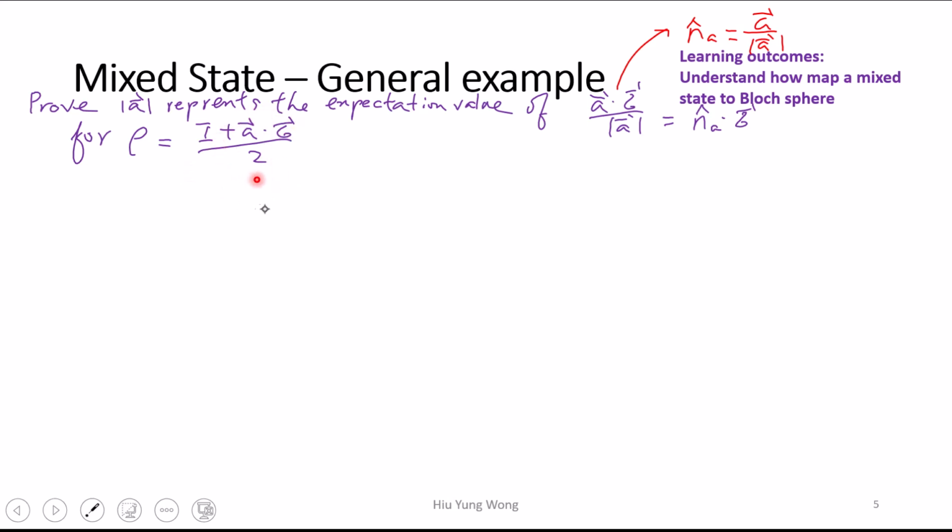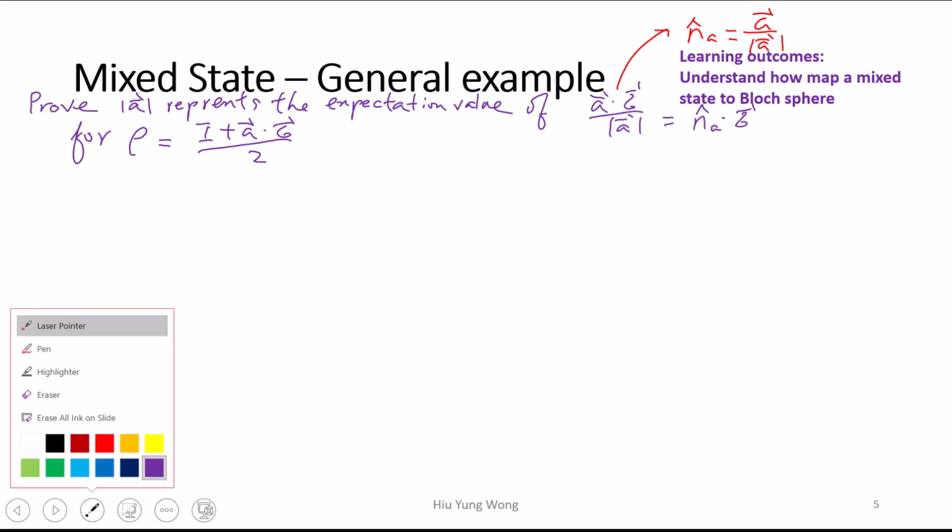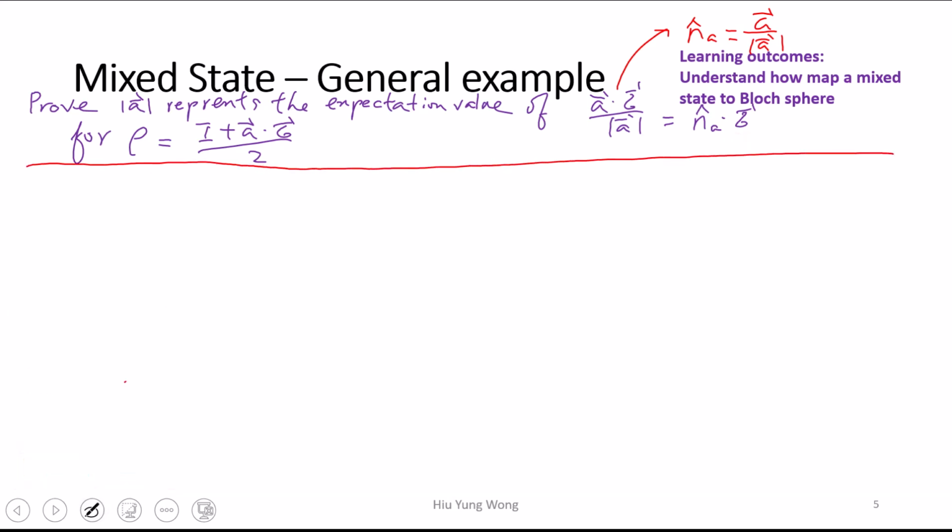It can be pure, it can be a mixed state, right? But what is the meaning of A? We know that it is shorter than 1 for a mixed state. It represents the expectation value of this operator. For a density matrix rho, the meaning of A represents the expectation value of NA dot sigma. So let's see if that is true.